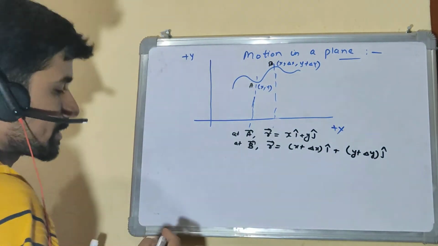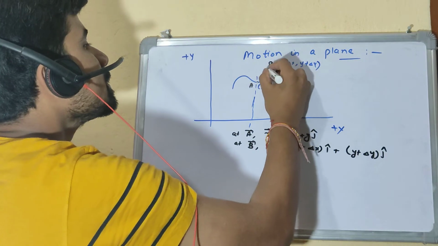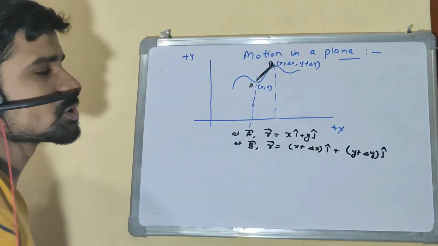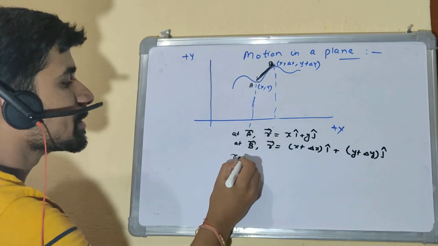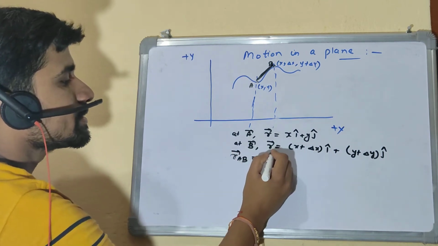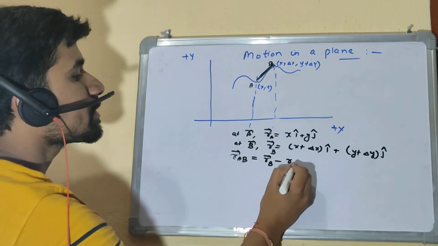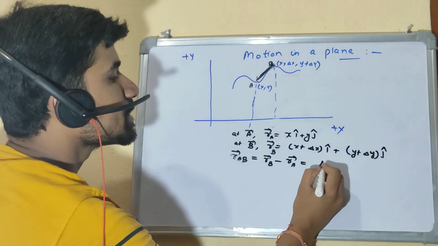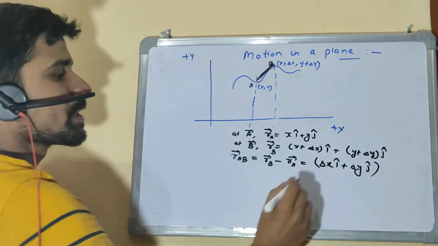Net displacement will be what? If this is a and this is b, this is my net displacement, my shortest displacement. So the net displacement, which is the vector RAB, is nothing but, let's say this is RB and RA, final vector minus initial vector, right? And which becomes delta x i cap plus delta y j cap.